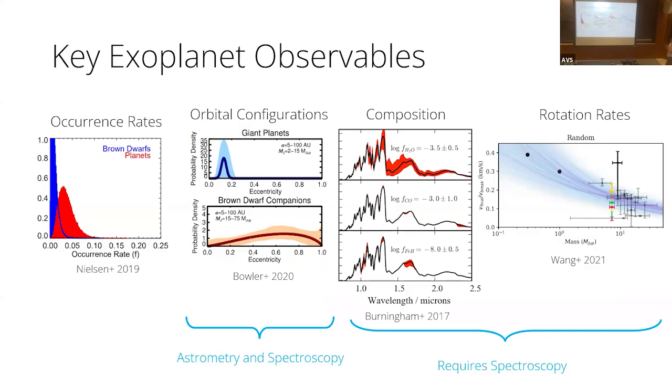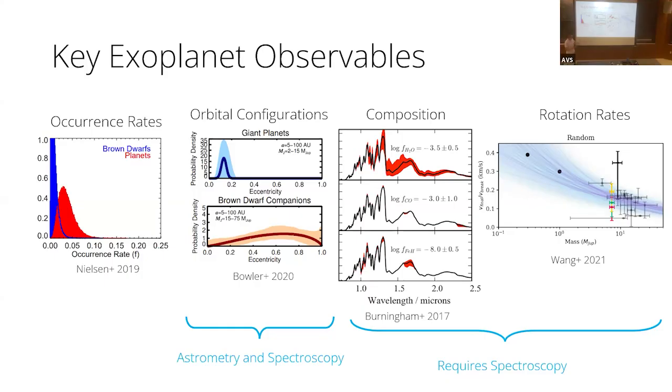So to study this, we can detect planets. If we detect planets, we can count the number of planets we detect and use that to measure occurrence rates. And indeed, if we measure the occurrence rates of giant planets and brown dwarfs, we find that giant planets occur more frequently than brown dwarfs. And that's one sign of evidence that these two are different populations. But that evidence alone doesn't tell us everything.